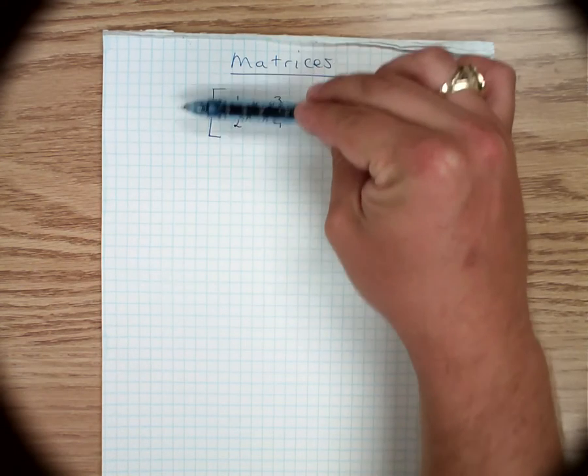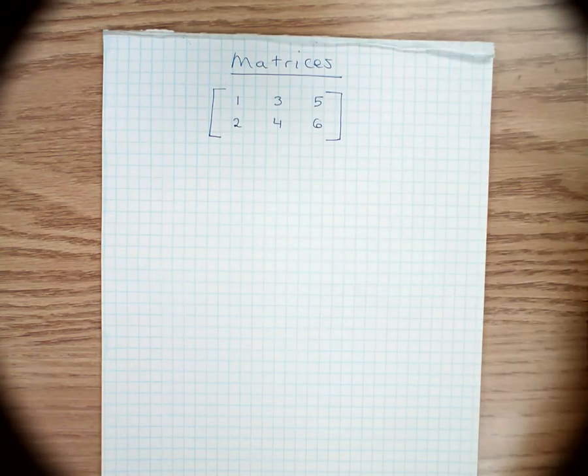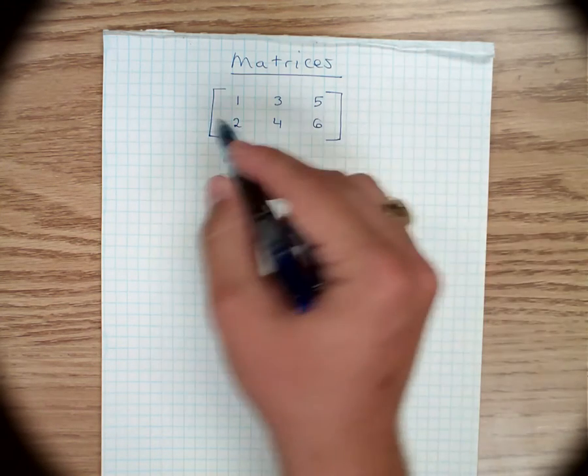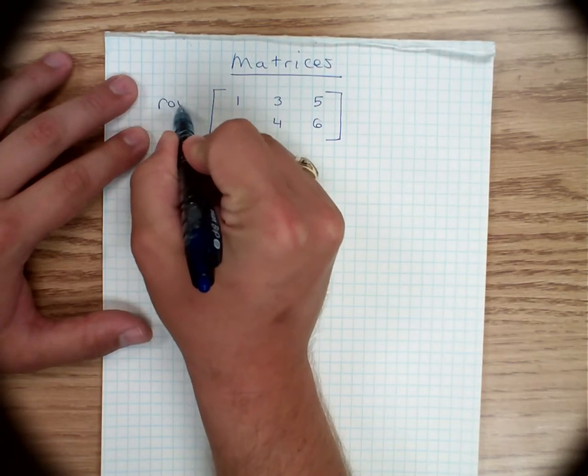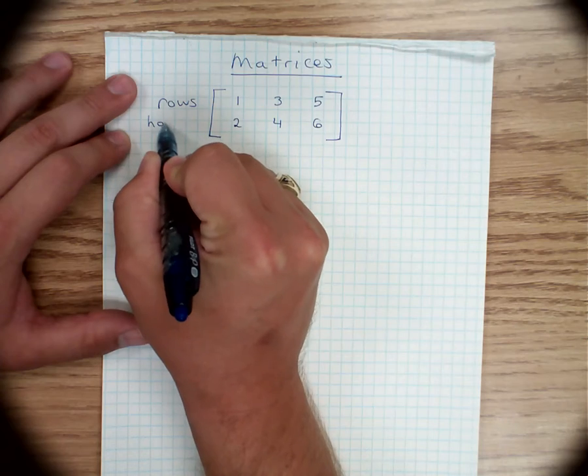What would these be called? So the 1, 3, and 5, and the 2, 4, and 6. We have rows and columns, right? They would be odd and even, yes, that's a good observation. But are they rows or columns? 1, 3, and 5, and 2, 4, and 6. Rows, yes. And the way you remember that, our rows are horizontal.